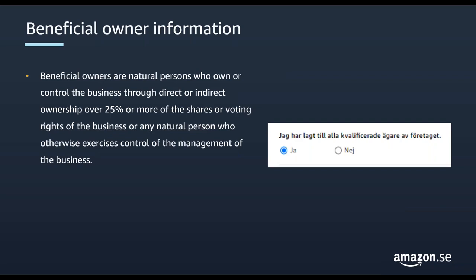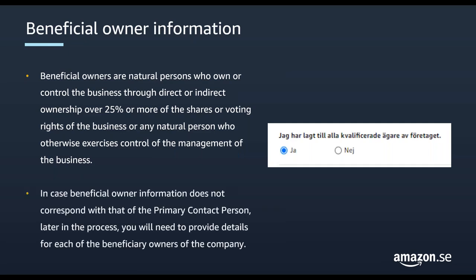After that, you'll have the option to specify beneficial owner information. Beneficial owners are natural persons who own or control the business through direct or indirect ownership over 25% or more of the shares or voting rights of the business, or any natural person who otherwise exercises control of the management of the business. In case beneficial owner information does not correspond with that of the primary contact person, later in the process, you'll need to provide details for each of the beneficial owners of the company. Once you have entered all the information required, you'll need to tick the box at the bottom of the page confirming that you've added all the beneficial owners of the business in order to be able to click on Save and Continue.